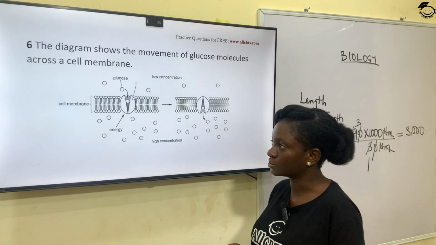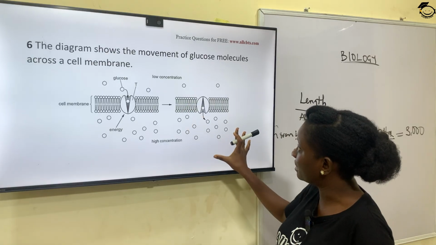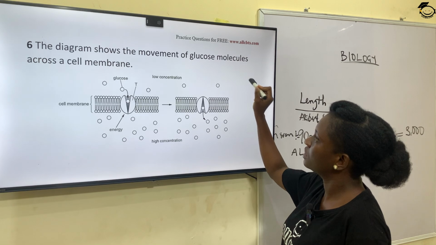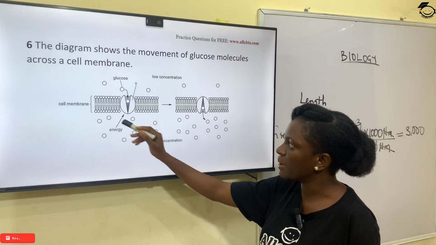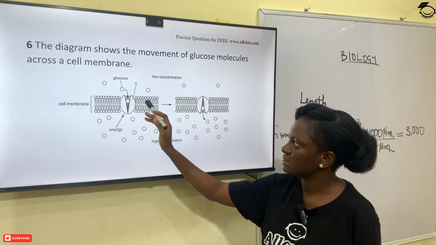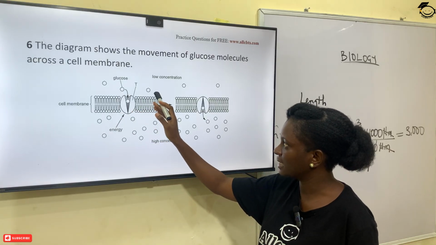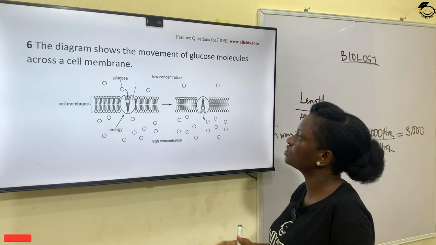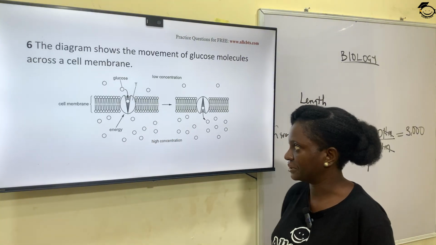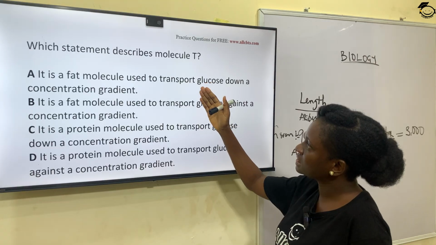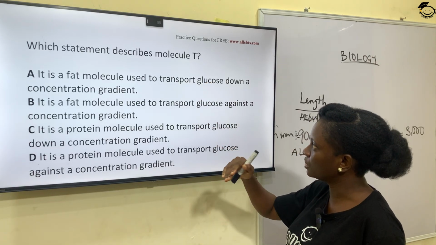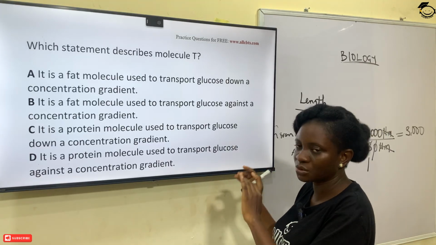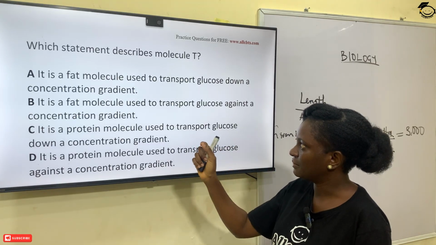The next question, question 6. This diagram shows the movement of glucose molecules across a cell membrane. This is the cell membrane. You see they have two layers, the hydrophilic layer and the hydrophobic layer. So it's a selectively permeable membrane. So the movement of glucose molecules across the cell membrane. So which statement describes molecule T from the diagram?